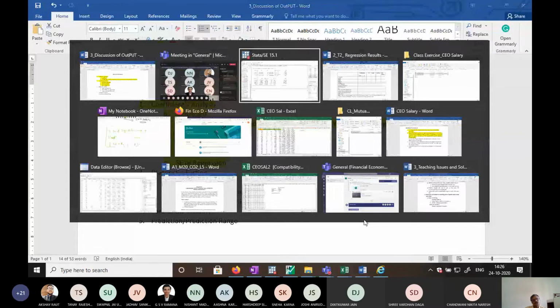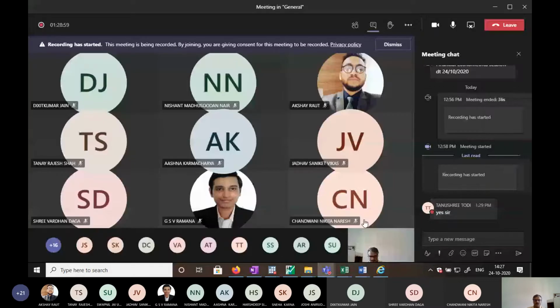Heteroscedasticity is all the time there, whether it is cross-sectional data, time series data, or panel data. You will see that we are talking about heteroscedasticity all the time. When we talk about the other two, multicollinearity is there whenever you have more than one independent variable. Again, whether it is cross-sectional, time series, or panel, multicollinearity is part of the discussion as long as you have more than one independent variable.